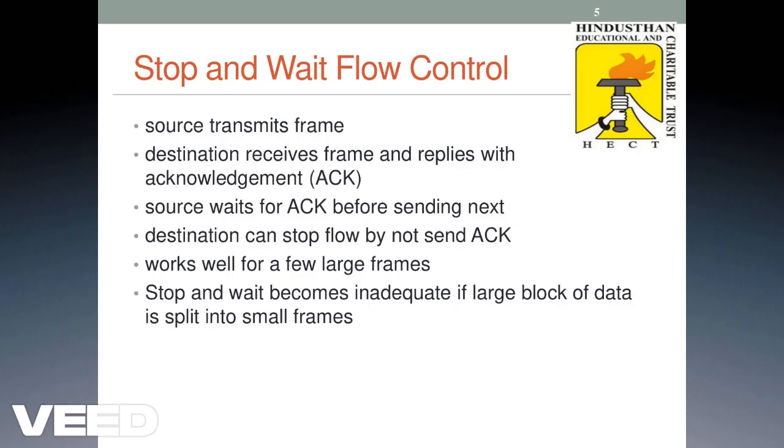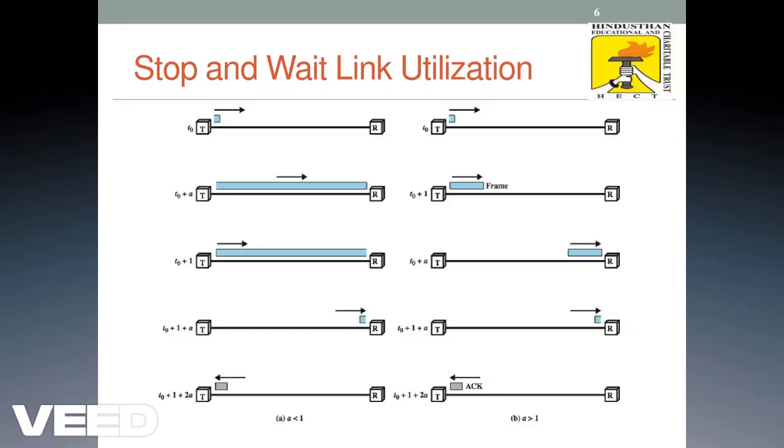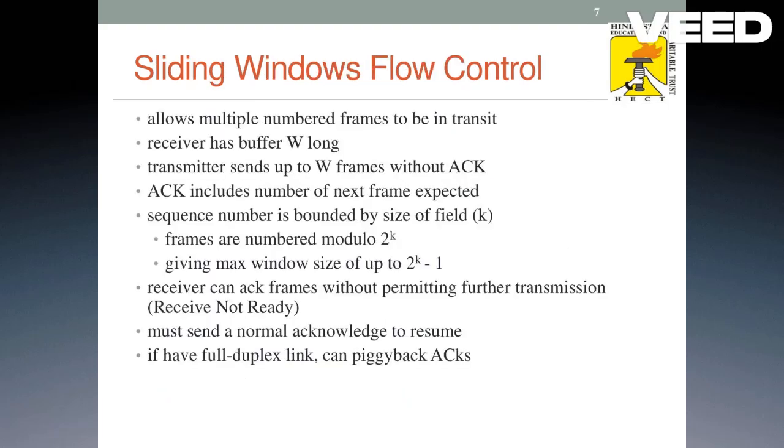It works well for a large frame. Stop and wait becomes inadequate when a large amount of data is split into smaller frames. This is a sample format for transmitting the data. While we are transmitting from A and B, we make use of the stop and wait protocol.